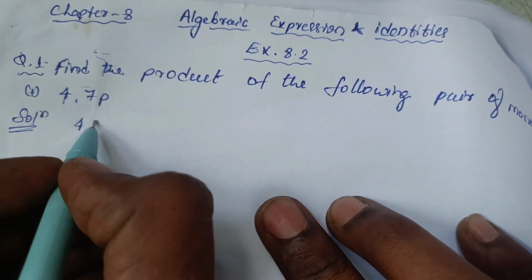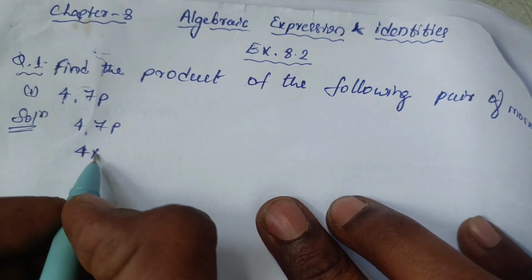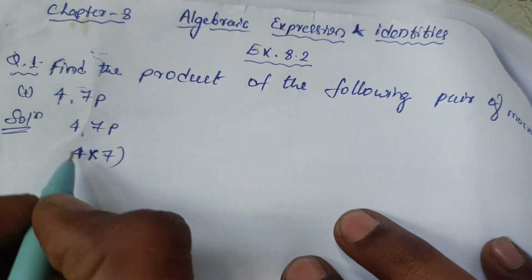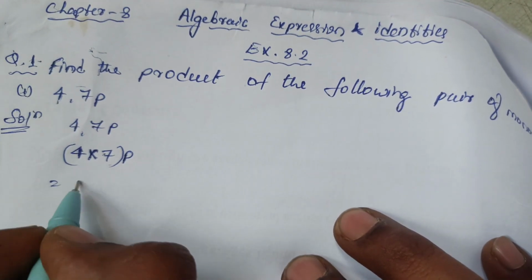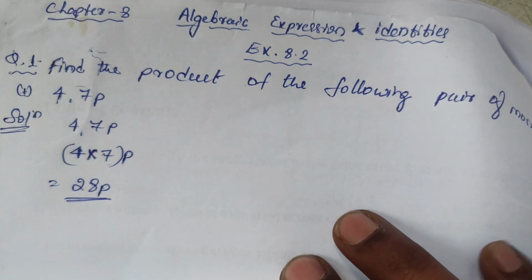So here they have given 4 comma 7p. So this can be written with the numbers on one side. We will write 4 into, product means it is a multiplication, so 4 into 7 into p, that is equal to, 7 4s are 28, p multiplied, the answer is 28p.